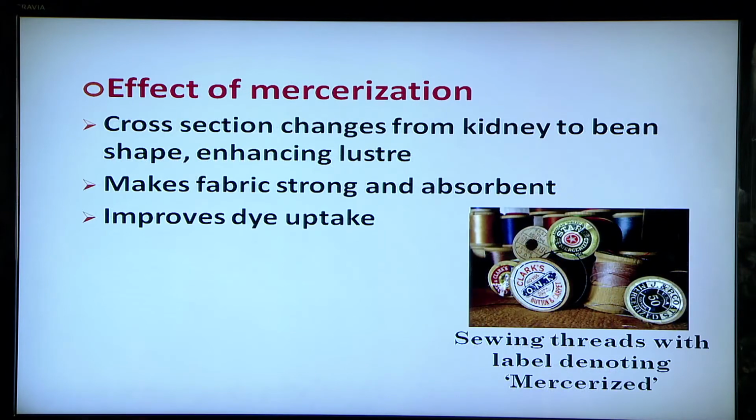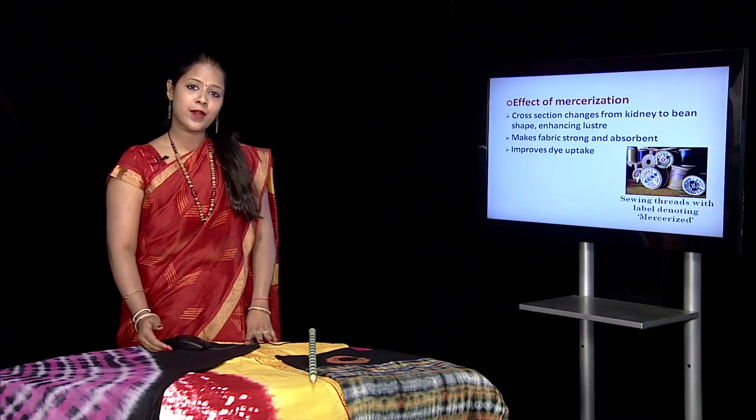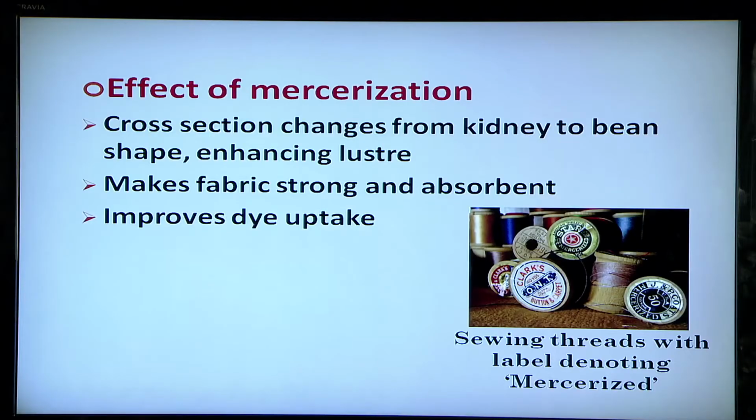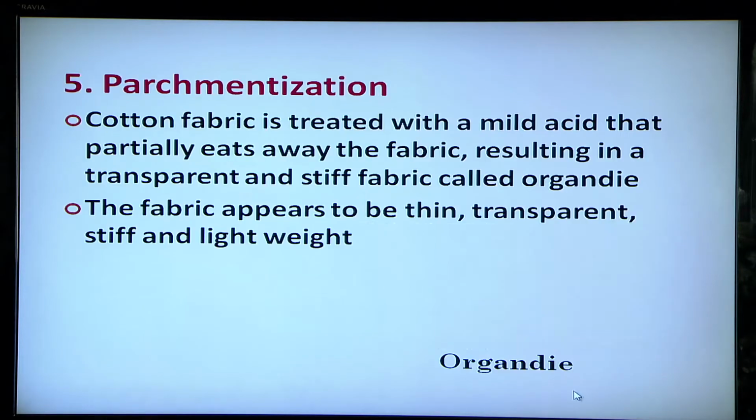The effect of mercerization is that it changes the cross section from kidney to bean shaped while increasing its luster. Also, it makes the fabric strong and absorbent and improves the dye uptake. The fabrics or the threads which are mercerized are labeled as mercerized.